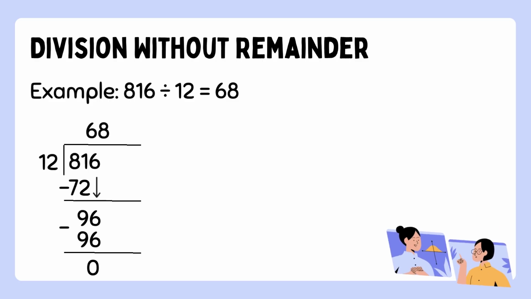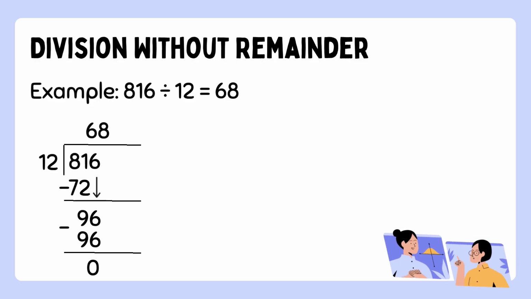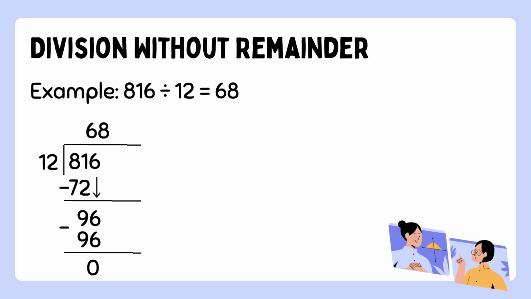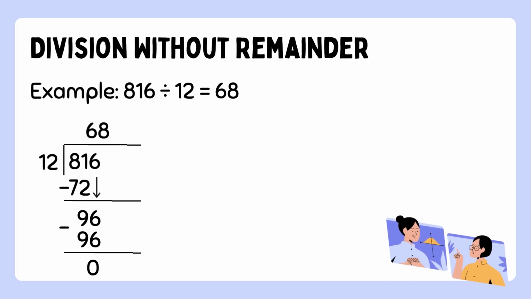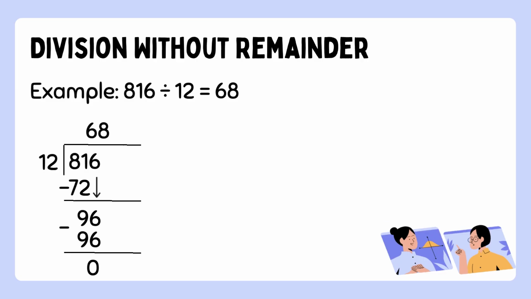Set up the problem. Write 816 under the division bar and 12 as the divisor on the left. Look at the first group of digits. Since 12 is a two-digit number, we check the first two digits of the dividend, 81, because 12 does not go into 8 alone. Divide.